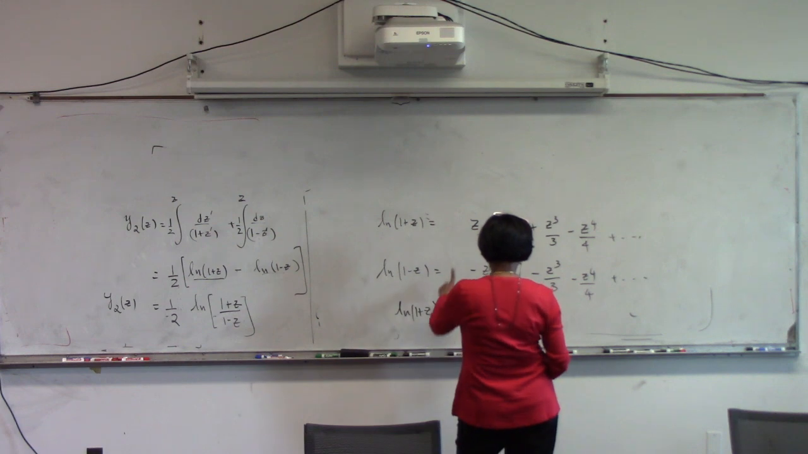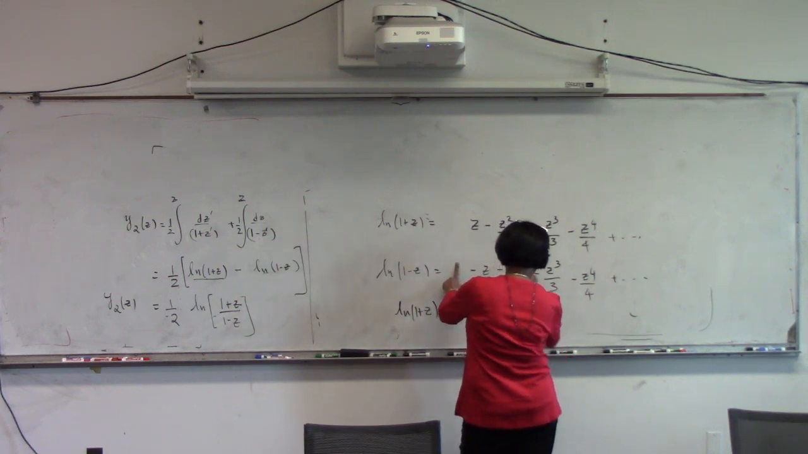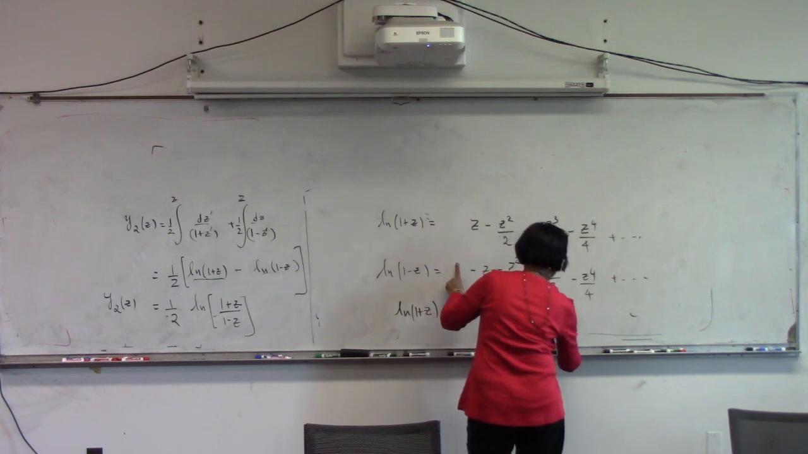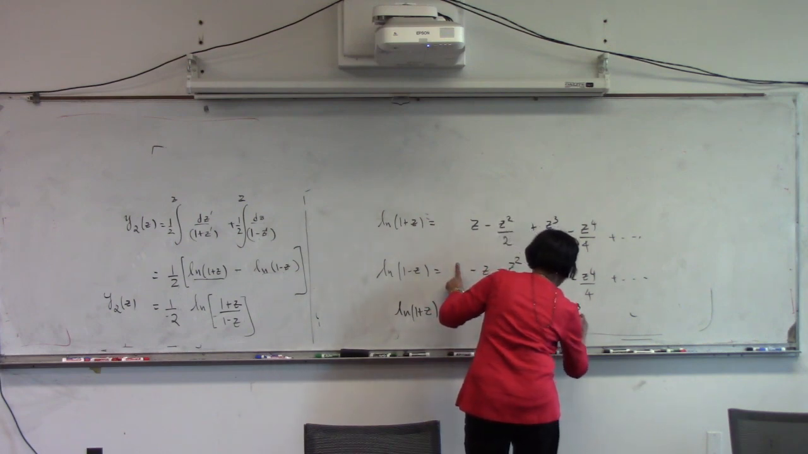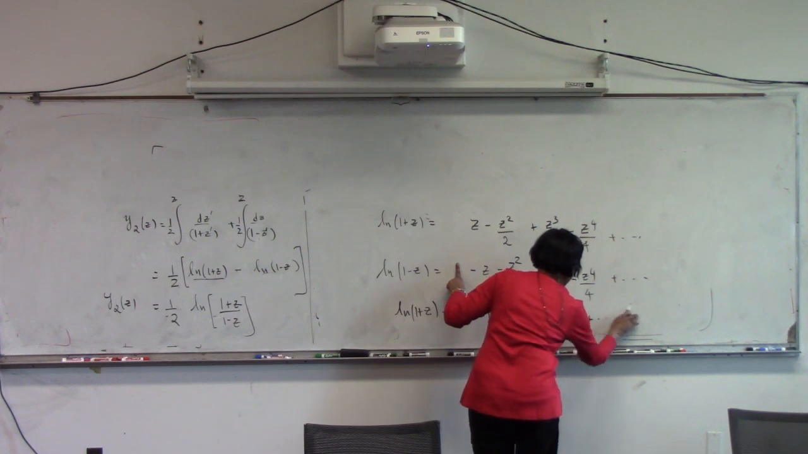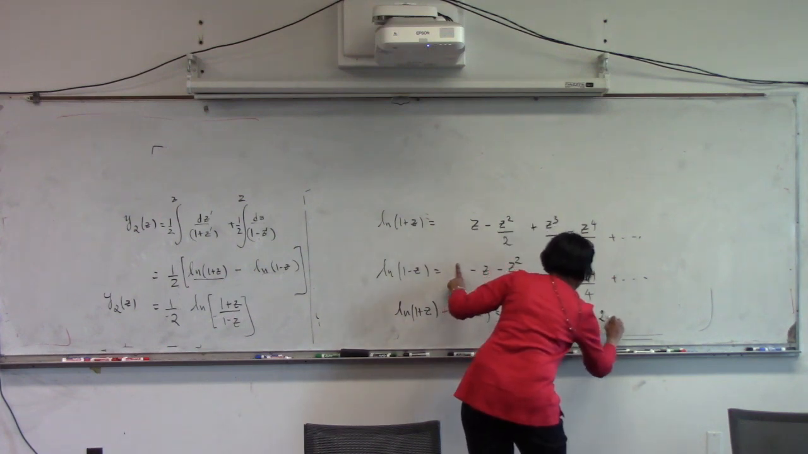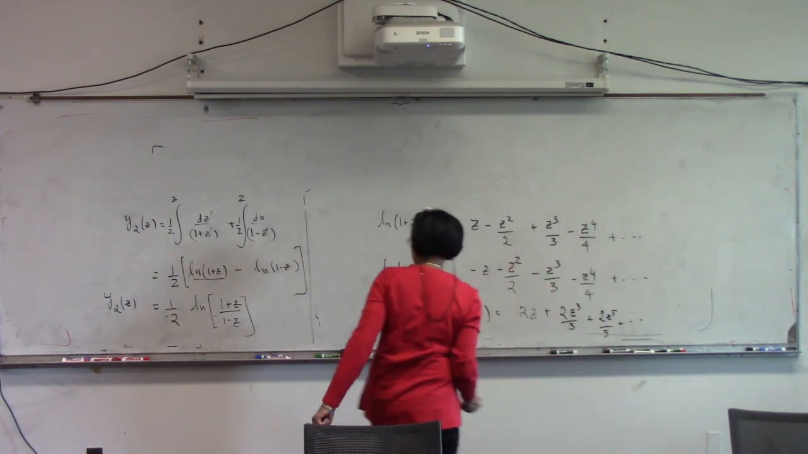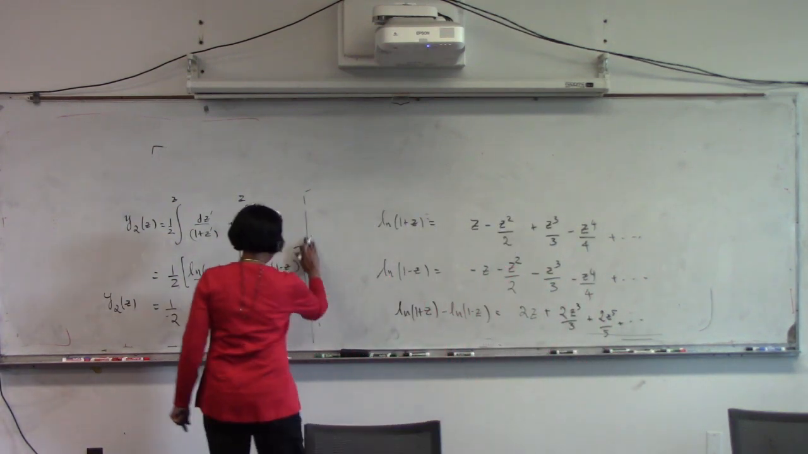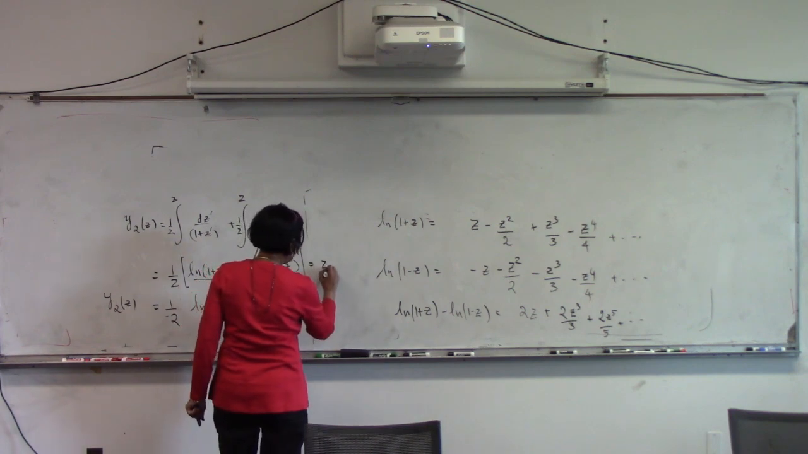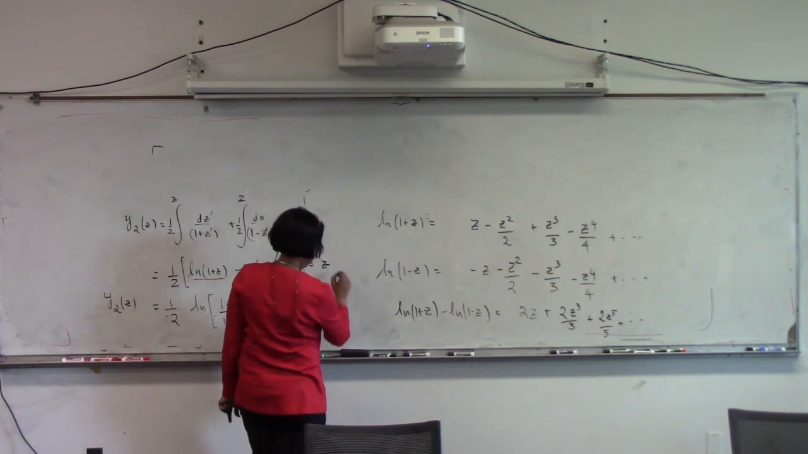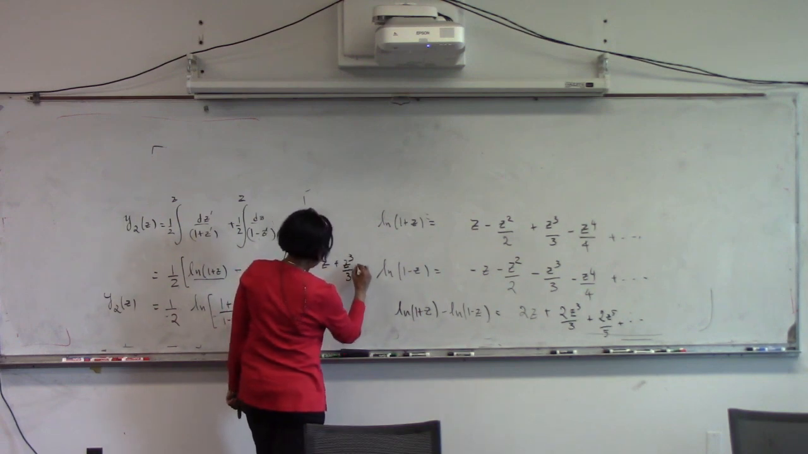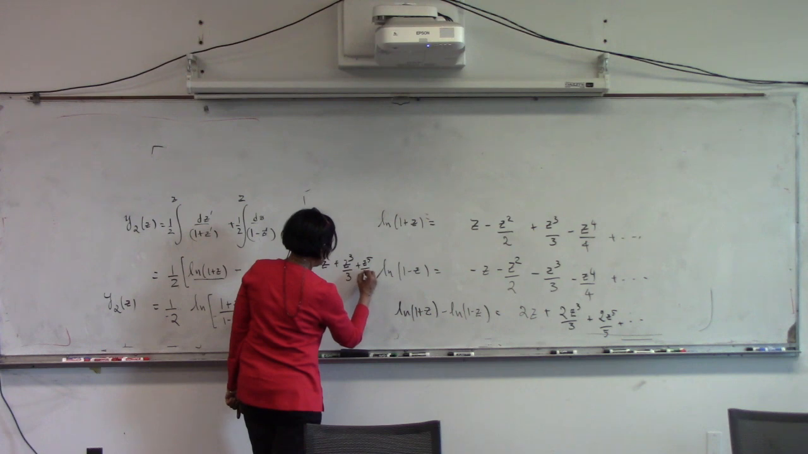So we subtract that, and then we have 2z plus 2z cubed over 3. I think the next term will be 2z to the power 5 over 5, and so on and so forth. And I have a half factor. So this series, if you go back and look at what we had derived, does it correspond to the same series or not? That is what you have to check.